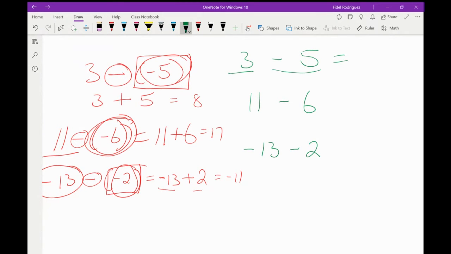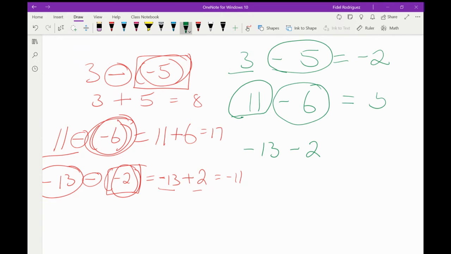I have $3. Think about it like this. I owe you 5. If I have $3 and I owe you 5, well, now I'm going to owe you 2 after I pay you. Or this is positive. So I have $11, but I owe you 6. And after I pay you the $6 that I owe you, I'm left with 5, right?